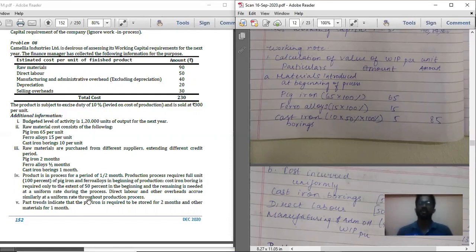So below that ferroalloys, cast iron borings, within bracket 10 rupees, per unit cost is 10 rupees. 10 into 50% is required at the beginning, into 100%, because for the beginning we will calculate 100%. Whenever we are introducing any materials in the beginning, the entire 100% is completely given in the beginning itself. So 10 into 50% into 100%. Inner amount column 5 rupees. Now total it. Underline it and put in the outer amount column 85 rupees.